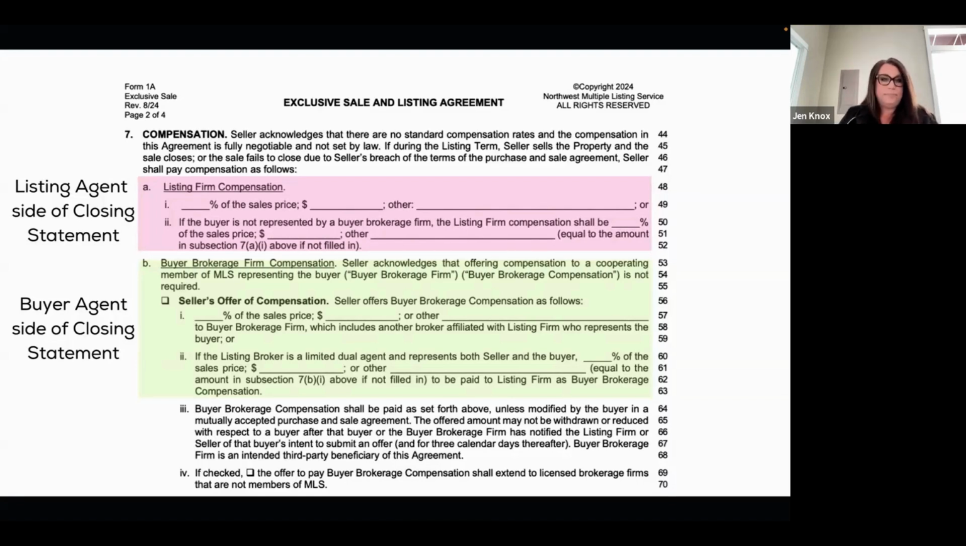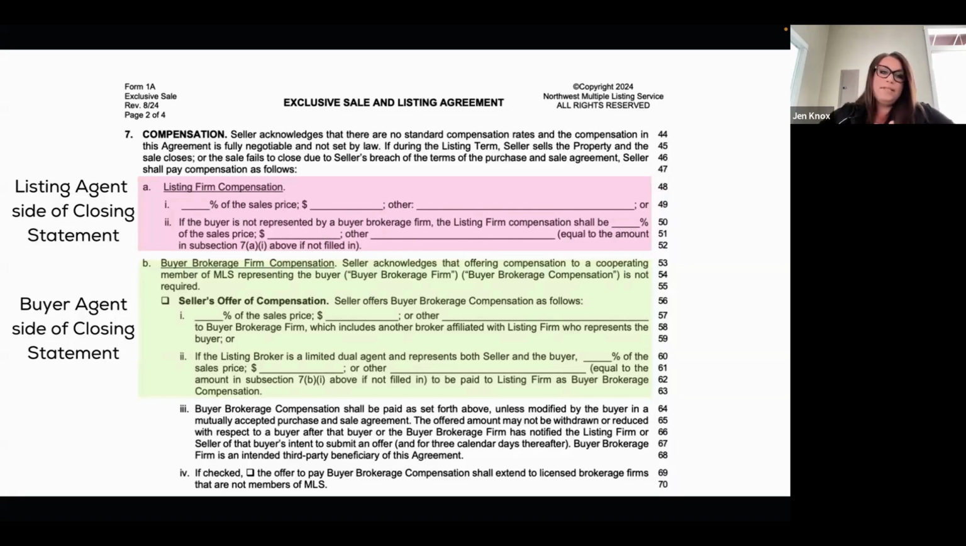On the flip side, on the buyer side, we're going to look at this in the green. This is the side that's going to go on the closing statement for the buyer agent side. This is the offer of compensation that's going to be listed on the Northwest MLS. And just for the purpose of this discussion right here and now, I'm not going to be looking at the other two options that they've added. I'm only going to be looking at what happens if we need to put a number in here.